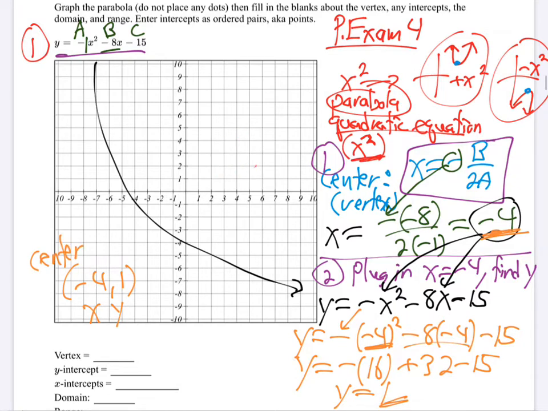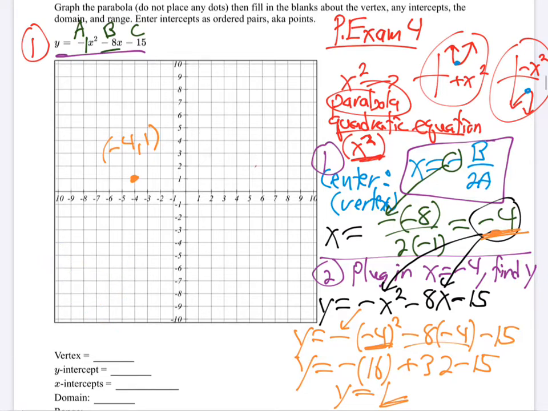Let's go find that spot on the graph. So minus 4, so back 4, up 1, right there. That's the center. Back 4, up 1. That's the center of the parabola. So that's the most important point. We're almost done. Now, so step 1 is to find the x value. Step 2 is to plug in that x value to find your y value, which we did. We got y is 1. And then step 3 is doing the rest of the graph.